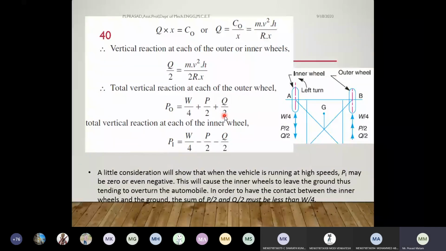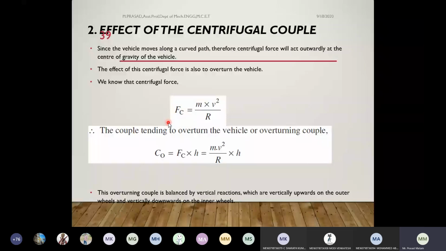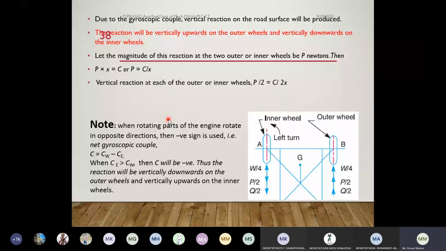Effect of the centrifugal couple, that I will discuss in the next class. So with this I will wind up this first unit. Whenever I am free, I will try to solve one problem on the gyroscopic effect of the 4-wheeler. In the meanwhile, I will solve one problem. Tomorrow I will start unit 2, governors.